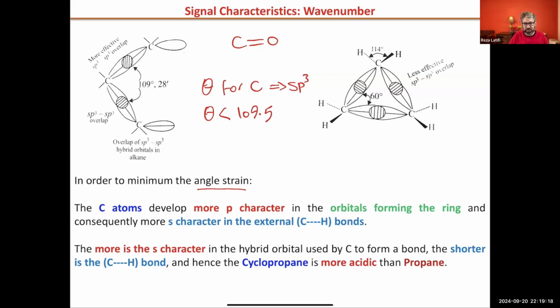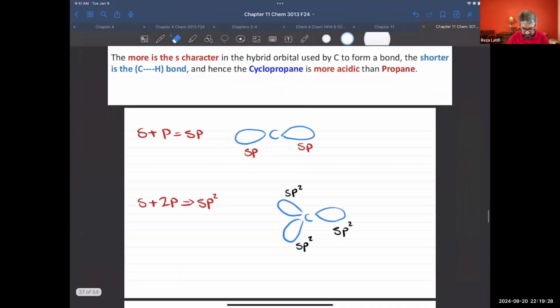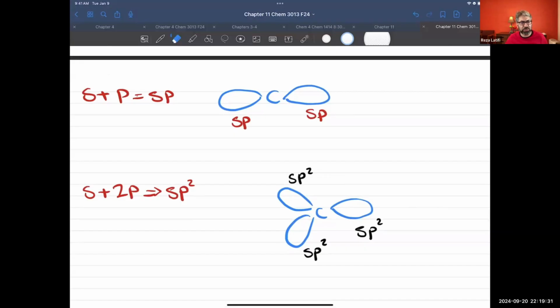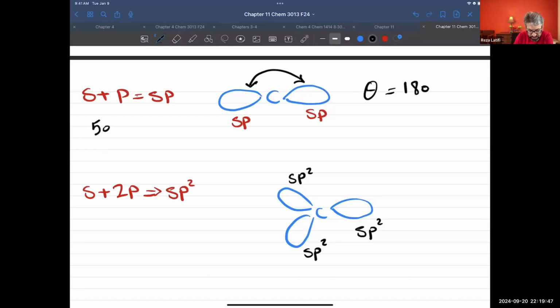So let's talk about the strain first, the effect of the hybridization, and then we're going to go back to the C=O frequency. I want to remind you of a couple of things. First, if you talk about sp hybridization, you will be mixing s plus p. You get two sp orbitals, and this is the bond angle between them. It is 180, and we have 50% s character plus 50% p character. I want you to highlight this number and track the s character, and compare it with the bond angle, or track the bond angle while s is changing.